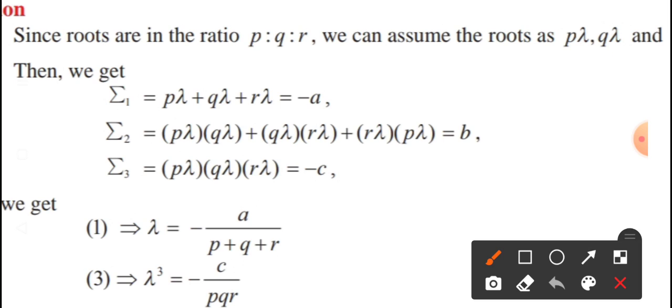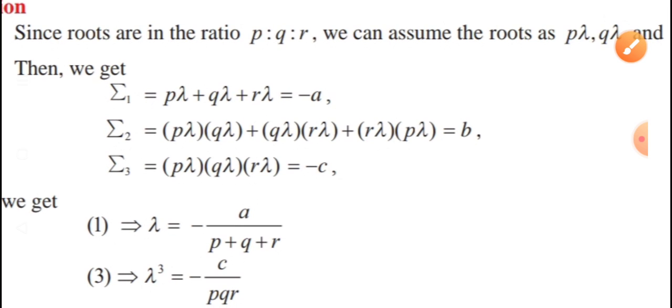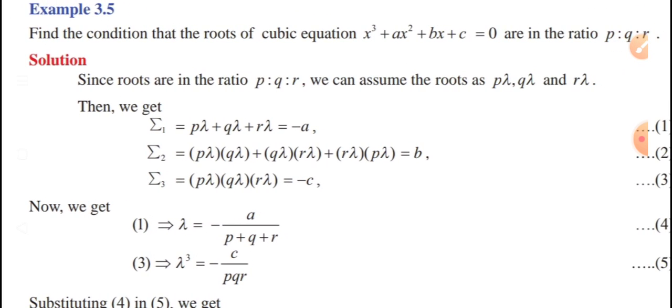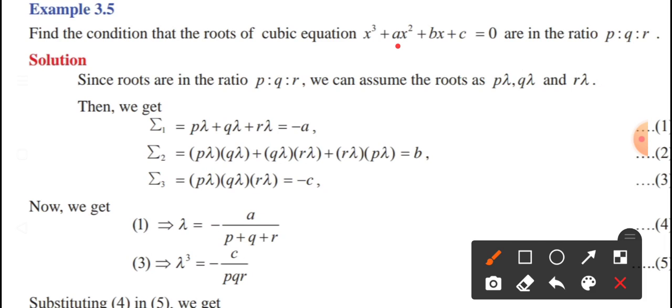Here sigma 1 is the sum of the three roots, p lambda plus q lambda plus r lambda. What is the formula? Minus b by a. Yes, very good. Here b is equal to a, the second term, and a is equal to 1. So we substitute in the formula minus b by a: minus a by 1, that is, sigma 1 is minus a.